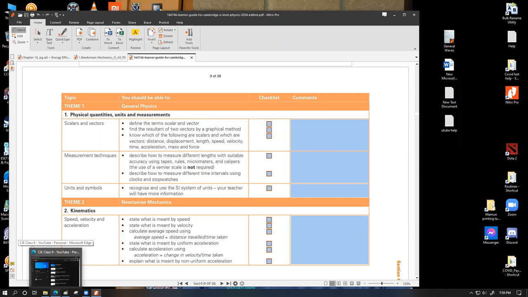I should actually print quite a good number of copies of notes for the Newtonian mechanics as well.